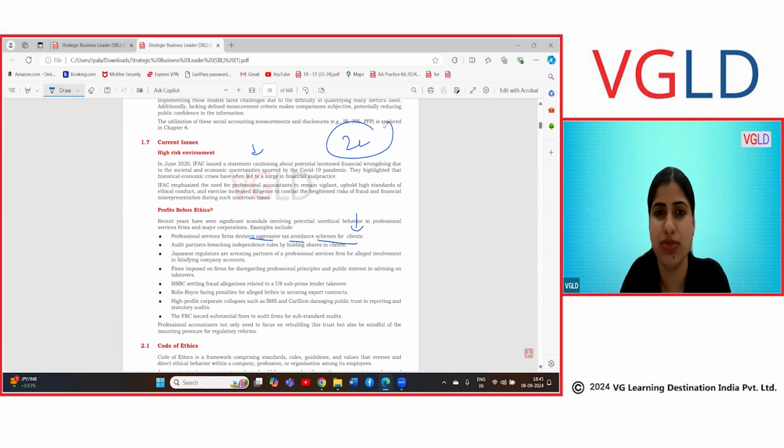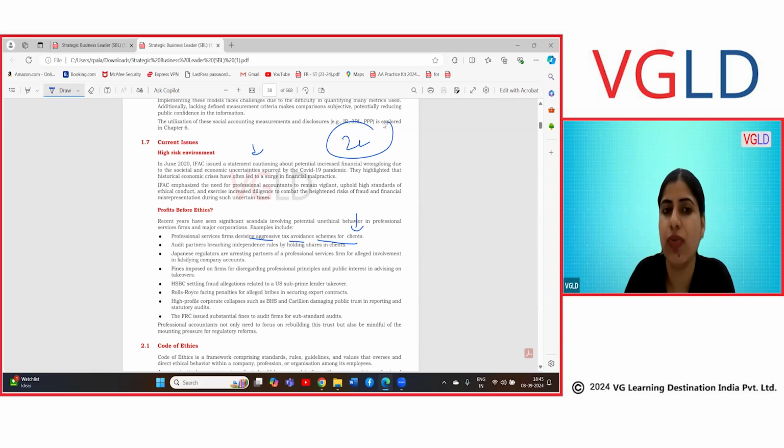So do you think it's good? Saving tax is good, right? But if you are using some unethical means and you are promoting someone to do something unethical just to save money, that doesn't sound good.